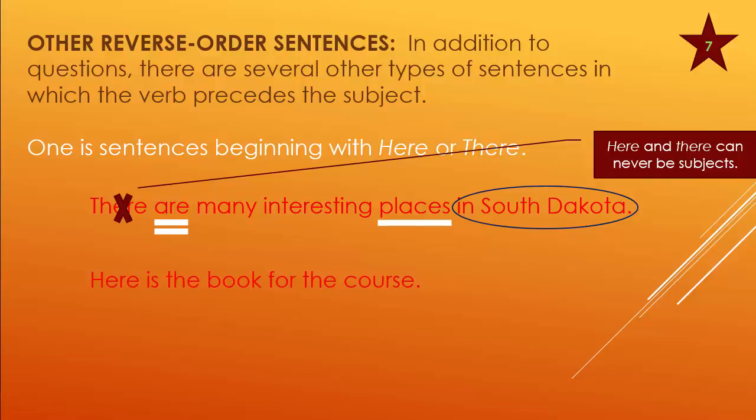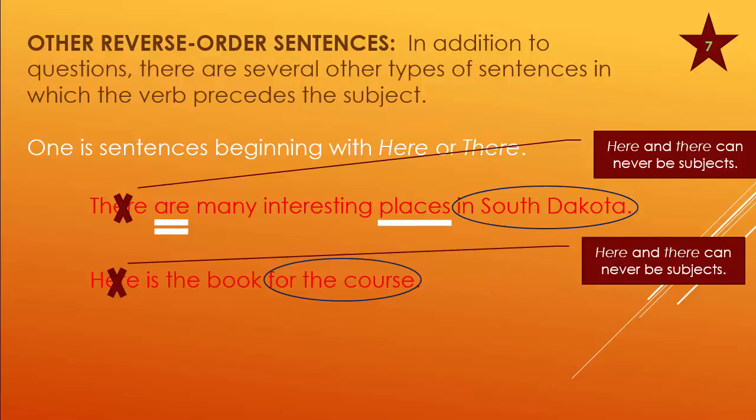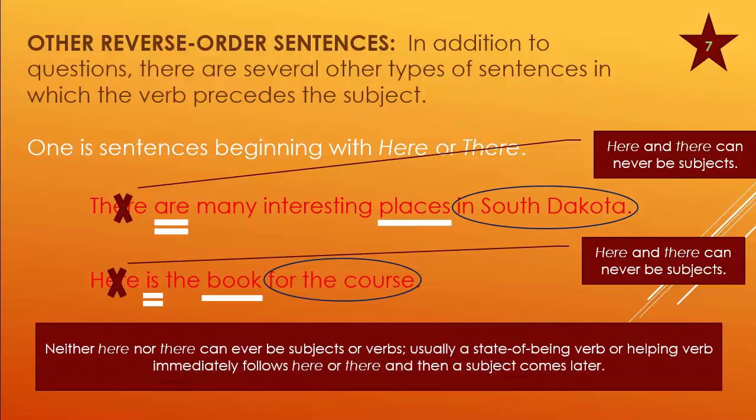Here is the book for the course. For the course is prepositional. Here and there can never be subjects. Book is your subject. Is the verb. Neither here nor there can ever be subjects or verbs. Usually a state of being verb or a helping verb immediately follows here or there, and then a subject comes later.